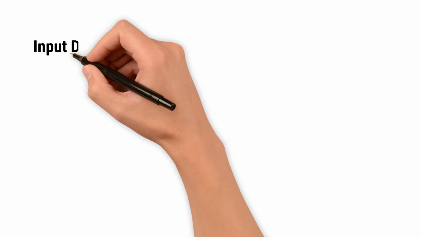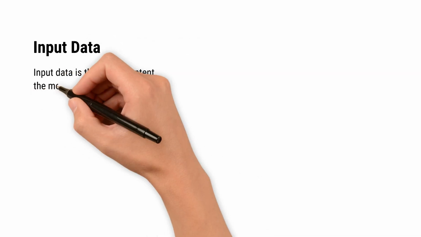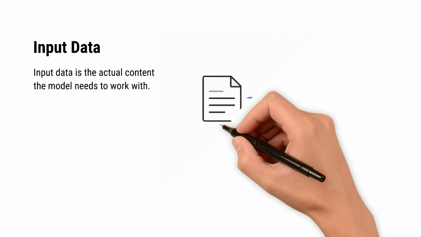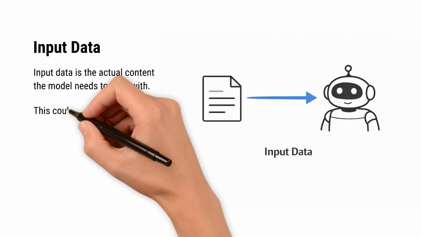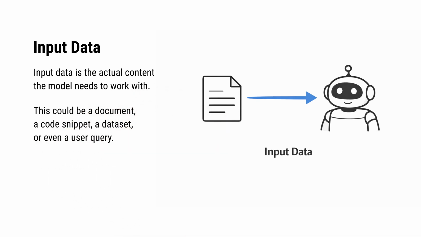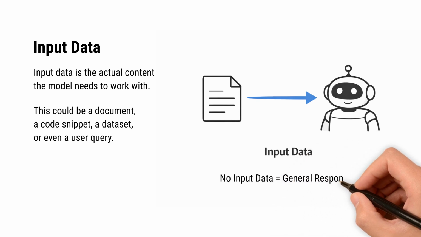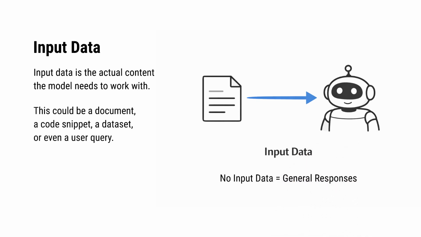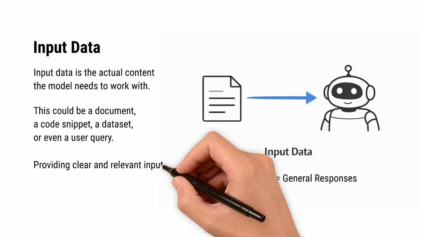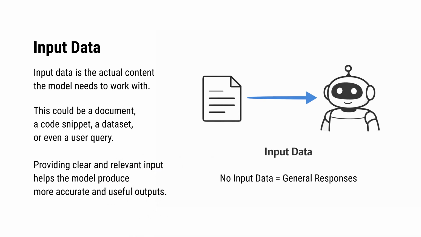Input data. Input data is the actual content the model needs to work with. This could be a document, a code snippet, a dataset, or even a user query. The model uses this data to generate its response. Without input data, the model is just responding in general terms. Providing clear and relevant input helps the model produce more accurate and useful outputs.